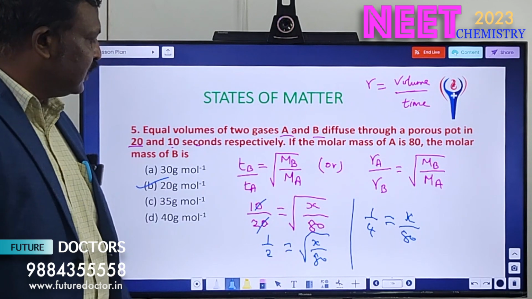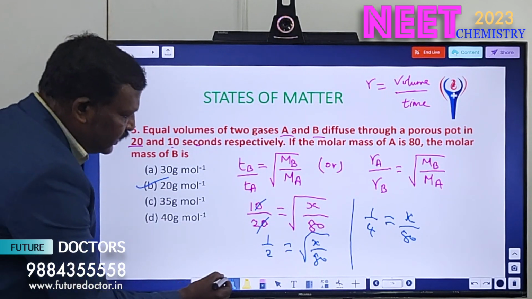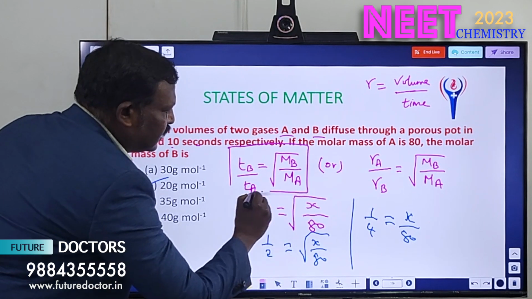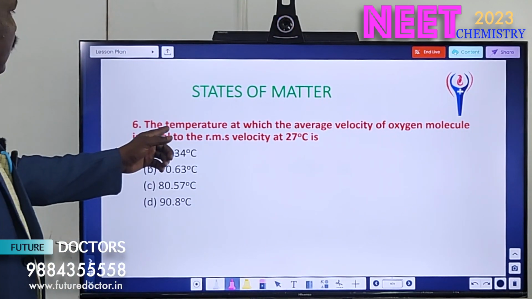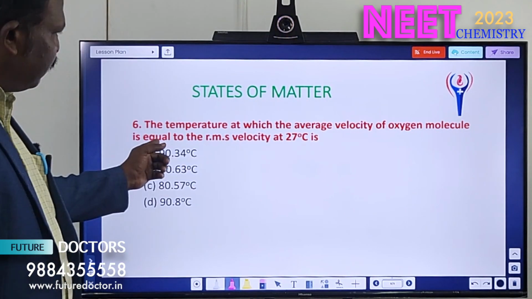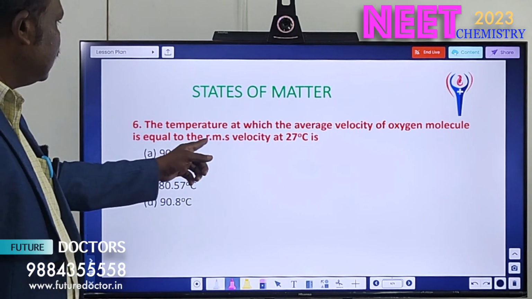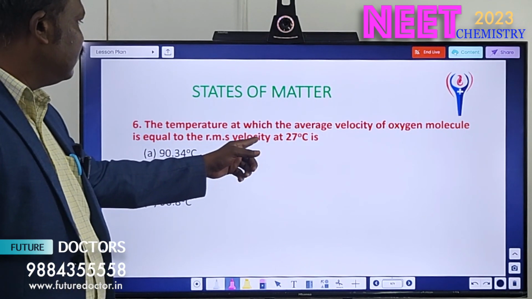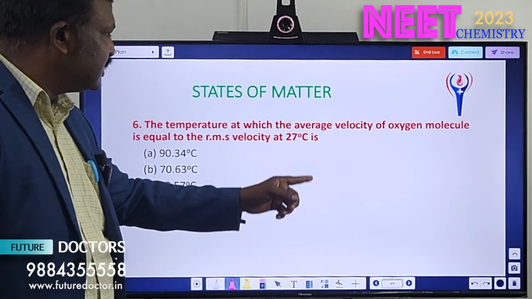This is a formula. So we have two formulas. Just keep in mind these two formulas. So the next one: the temperature at which the average velocity of an oxygen molecule is equal to the root mean square velocity at 27 degrees Celsius.